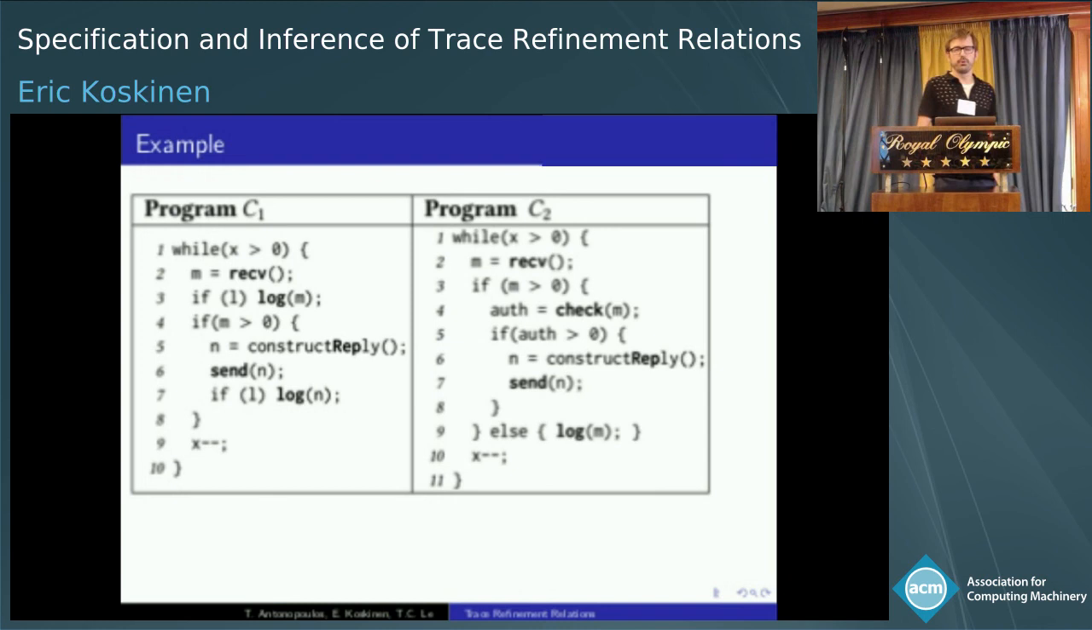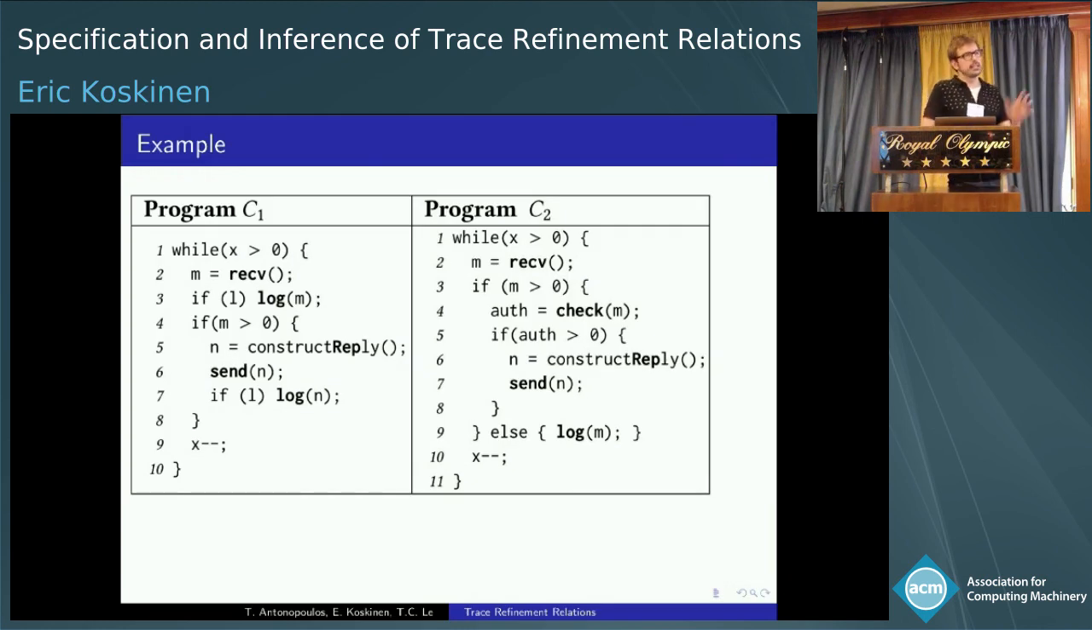So now imagine a programmer has changed it to this slightly different version, which again is about receiving messages. But this time, once it receives the message, it does an authentication check on the message. And then only if it was an authorized message will it construct a reply and send it back.